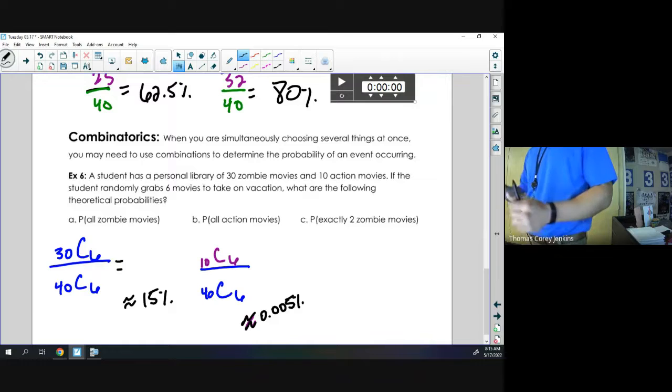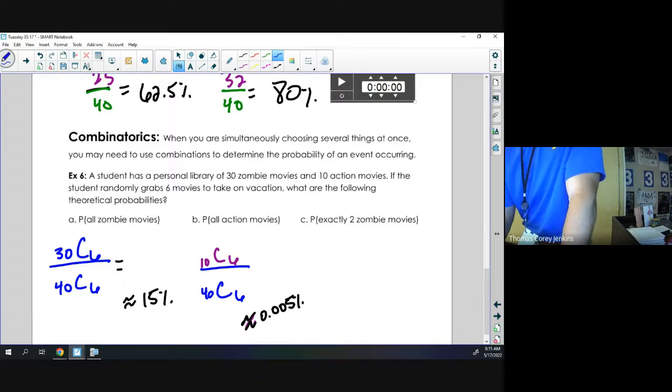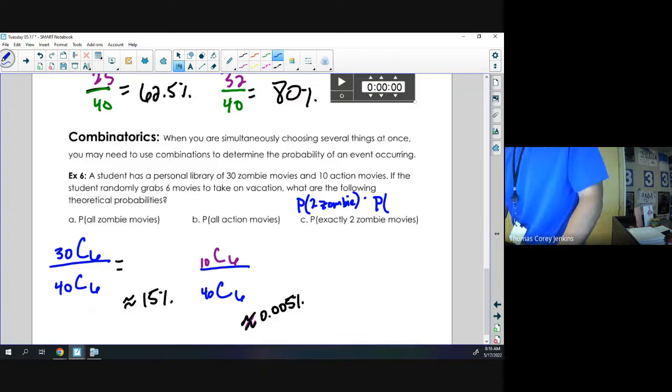If we do not a group of one thing, we have to set it up like this. You want to think of it like this. Another way to say this would be the probability of 2 zombie, and then we're going to multiply that by the probability of getting 6, so 4 of the other.